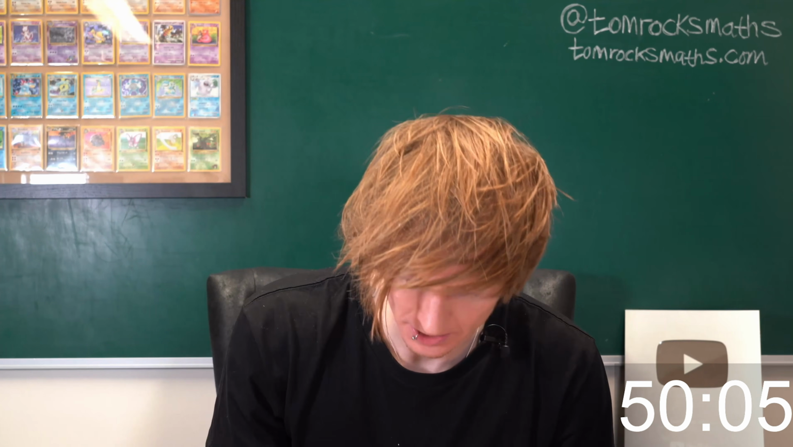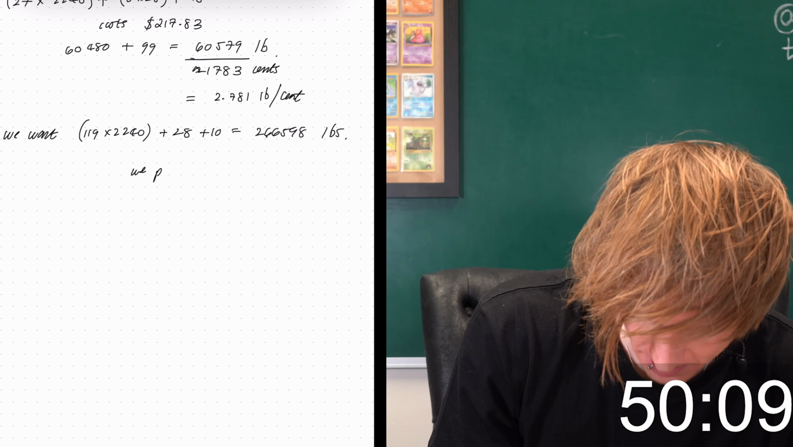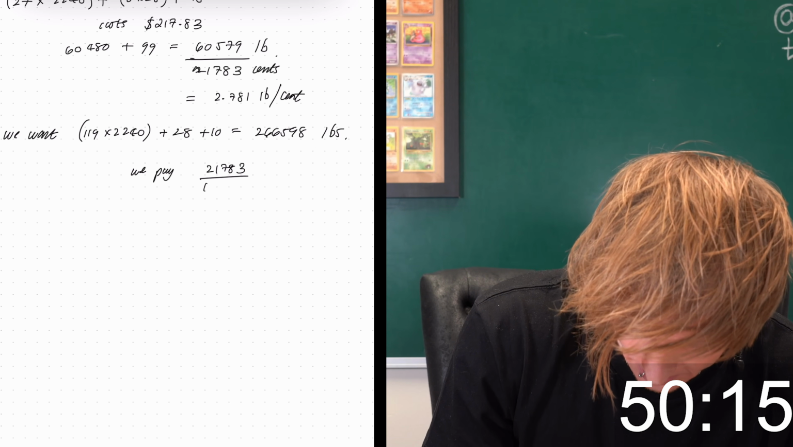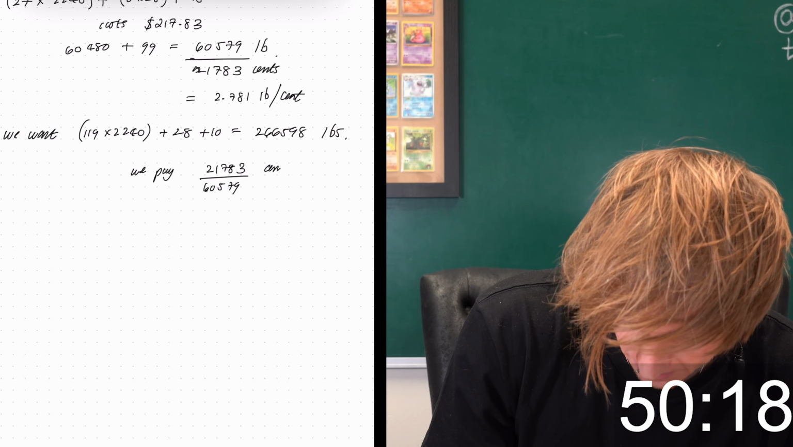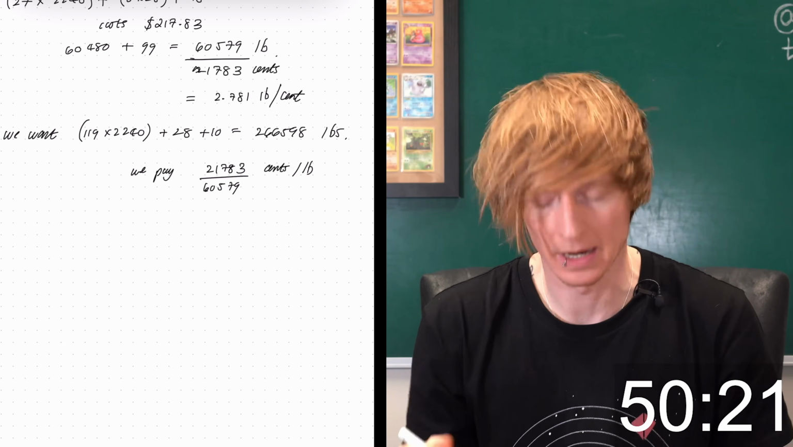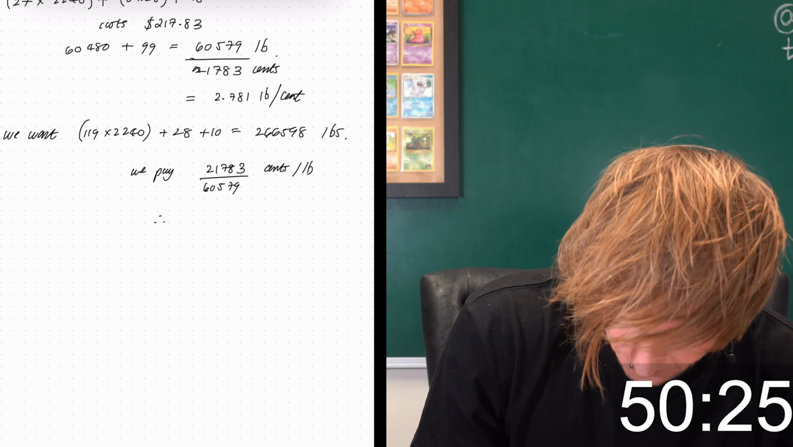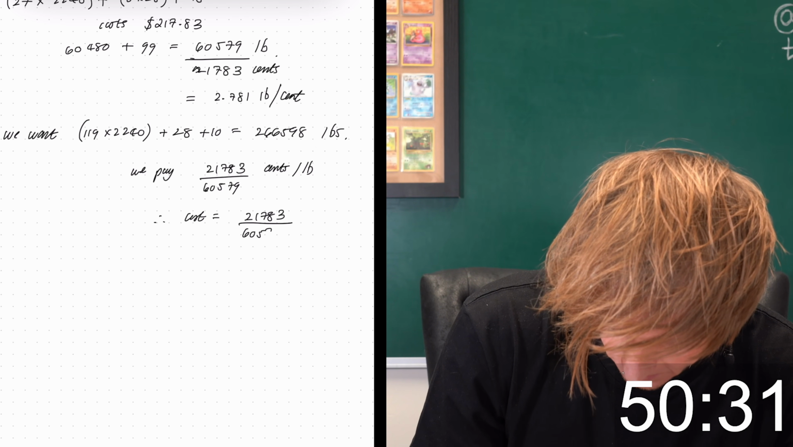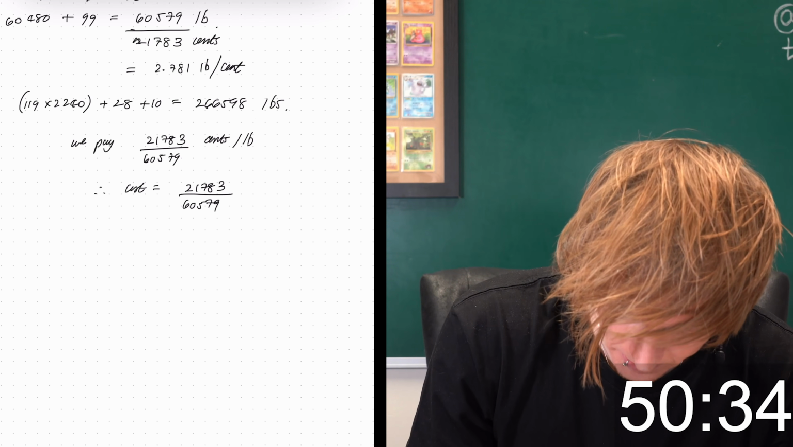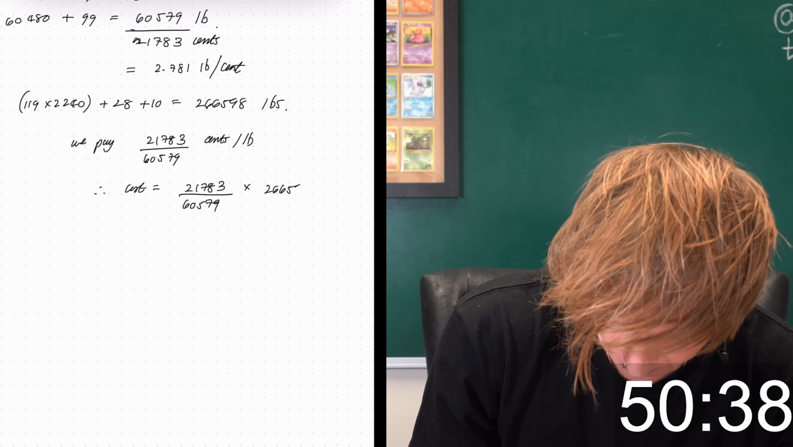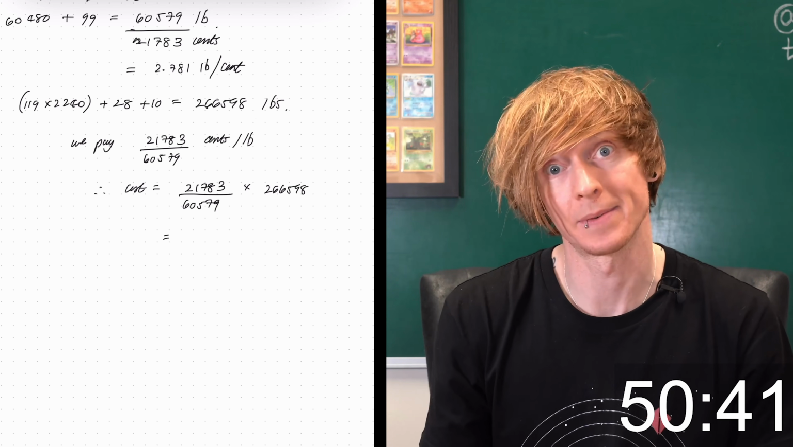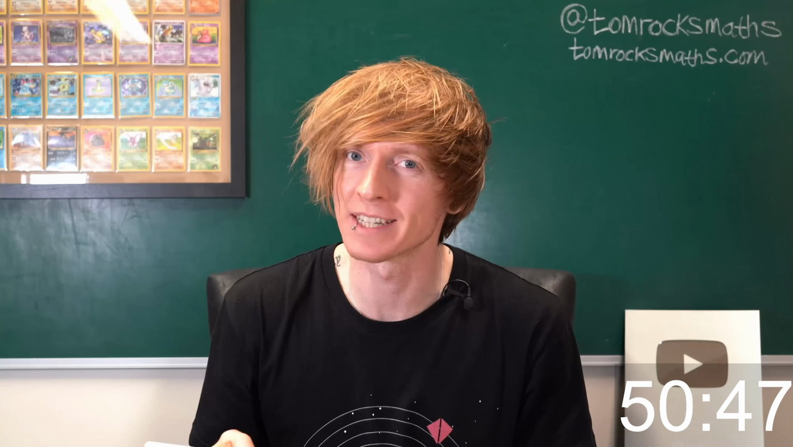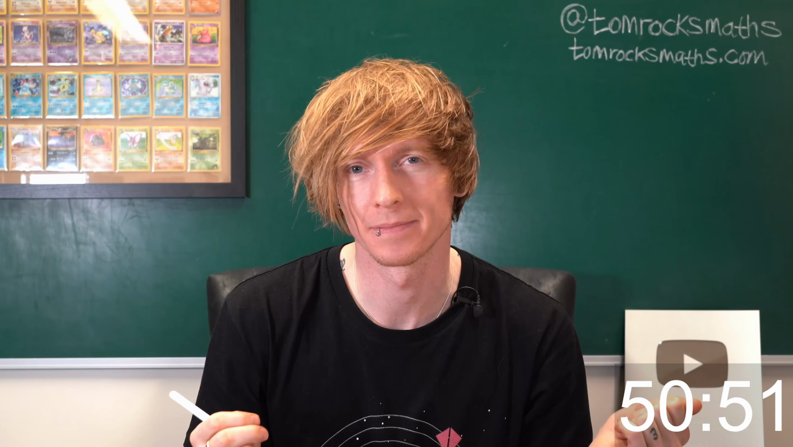So I need 1 over that then, don't I? We pay 21783 divided by 60,579. That's cents per pound. So I actually want 1 over that earlier number. Therefore, the cost is 21783 over 60,579, the cost per pound, multiplied by the number of pounds I want, 266,598. Let's see what that is. $958.63, which seems sensible based on my earlier estimate of 4 times the price.